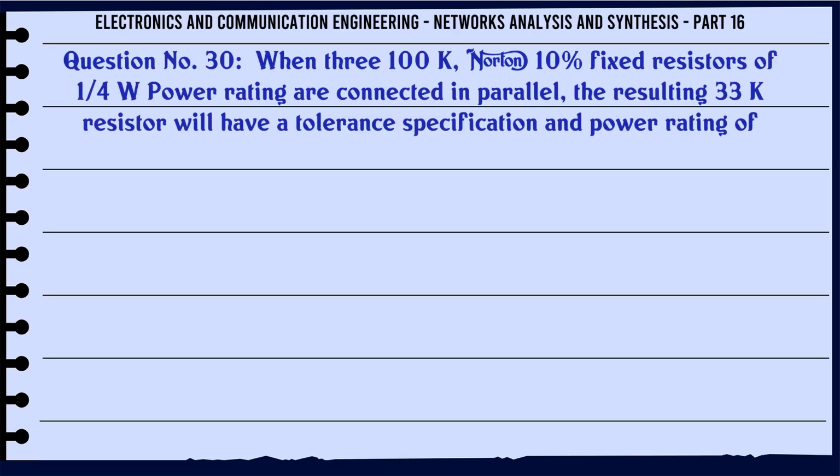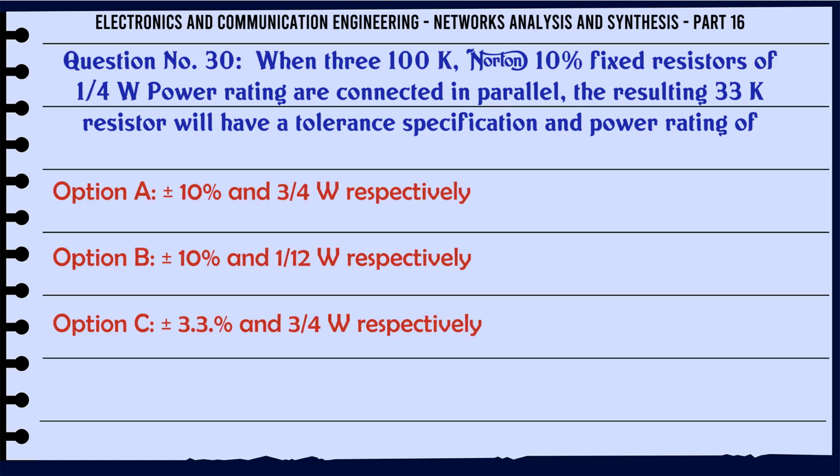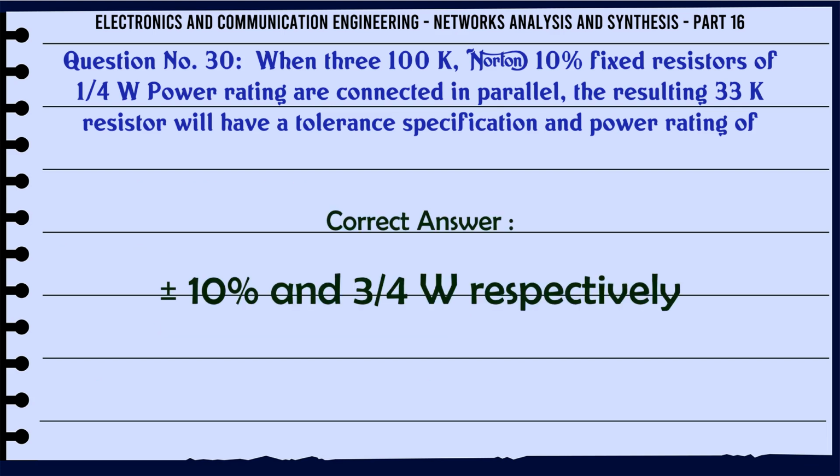When three 100K, 10% fixed resistors of 1/4 watt power rating are connected in parallel, the resulting 33K resistor will have a tolerance specification and power rating of: A. 10% and 3/4 watts respectively, B. 10% and 1/12 watts respectively, C. 3.3% and 3/4 watts respectively, D. 30% and 3/4 watts respectively. The correct answer is 10% and 3/4 watts respectively.